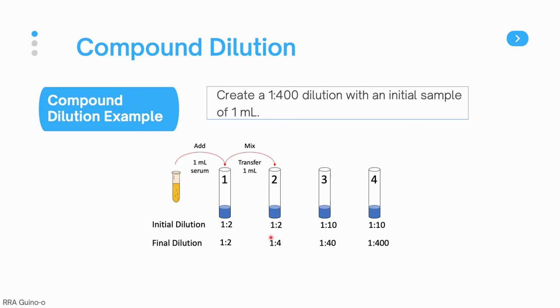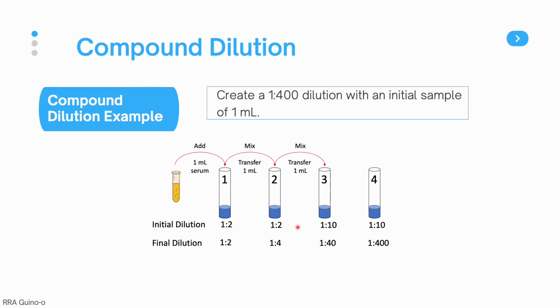Since tube number 2 is again a 1:2 dilution, how much diluent fluid is already here in tube number 2? It should also be 1 ml. So we transfer 1 ml, and that gives us another initial dilution of 1:2. This time, we multiply our initial dilution with the previous dilution, which is also 1:2, and that gives us 1:4. So now we transfer 1 ml from tube number 2 into tube number 3.